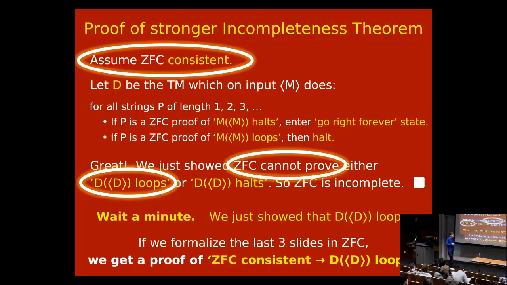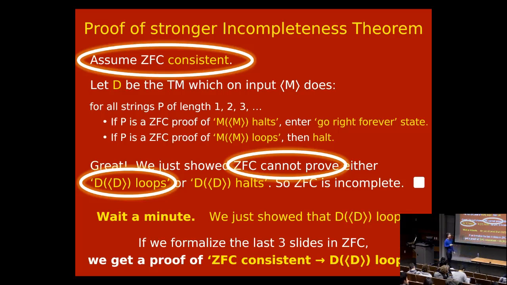But really, in order to make that conclusion correct, you have to remember that ZFC is consistent. I mean, maybe ZFC is inconsistent. And therefore, even though D of D halts or loops, maybe there's a mistake in the code here, because you actually find a proof of a false statement.